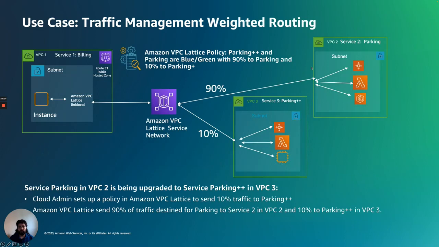When working with software upgrades, VPC Lattice facilitates the implementation of canary and blue-green deployments by providing a weighted routing mechanism. For example, you can route 90% of your traffic to the old version of the application and only 10% of the traffic to the new version of your application.